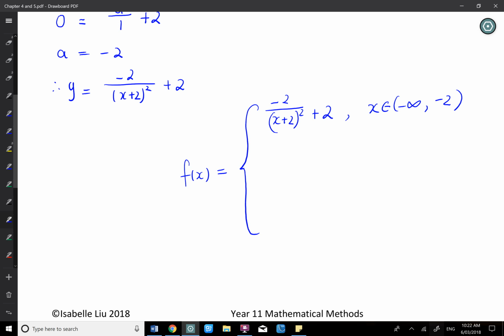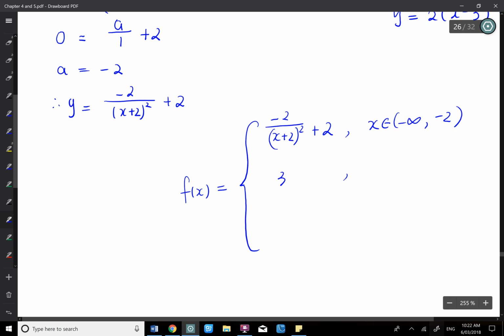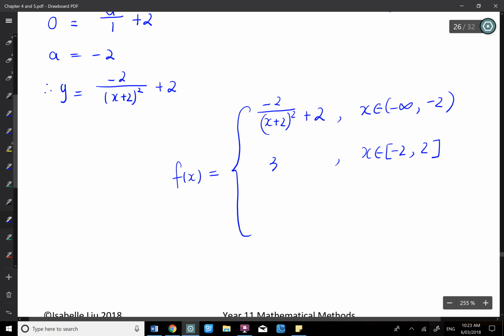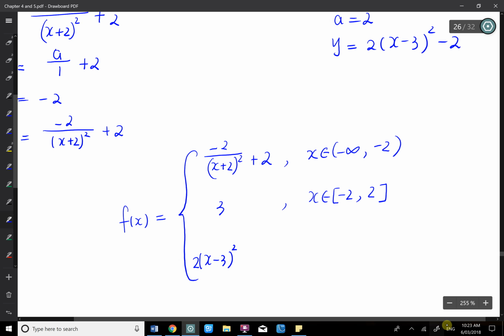And the next function is y equals 3. So 3, x belongs to -2 to 2, inclusive both ends. And the last one is 2 times (x minus 3) squared minus 2. That's the quadratic, where x belongs to 2, exclusive, to infinity.